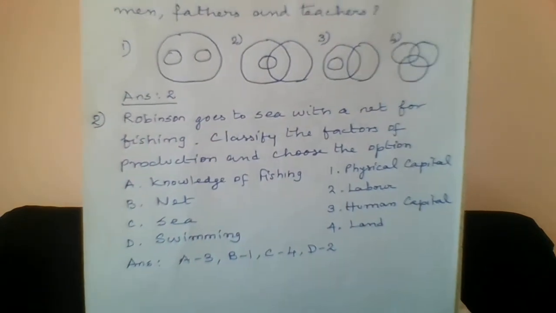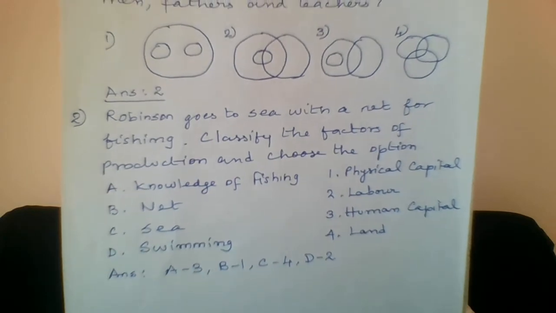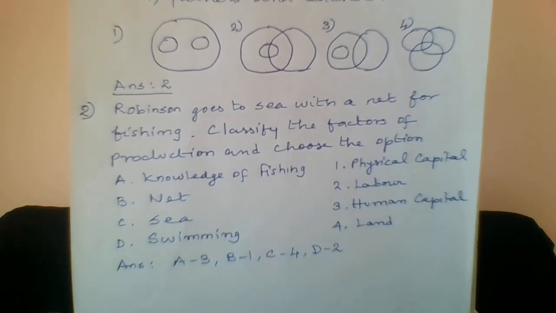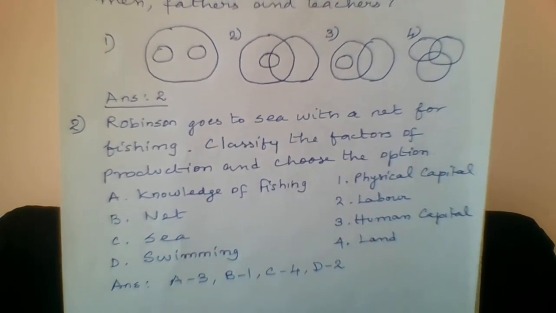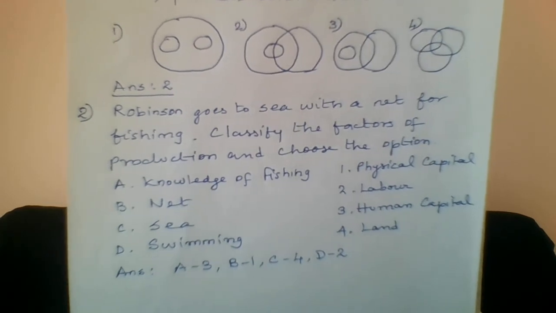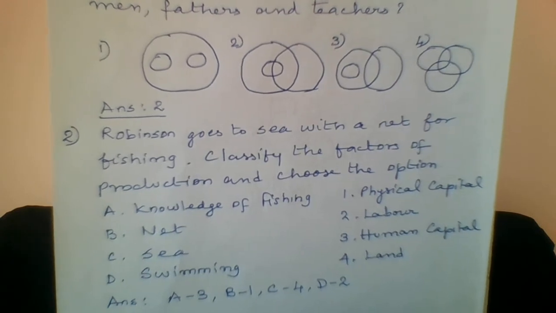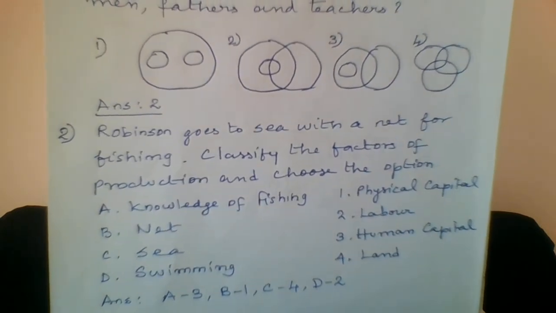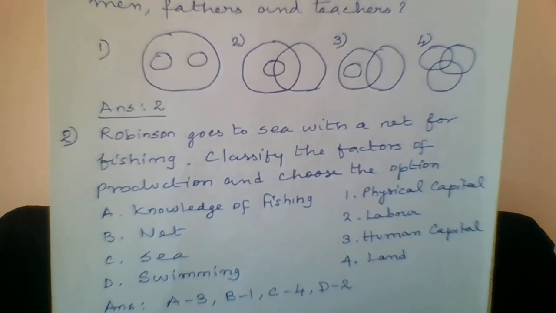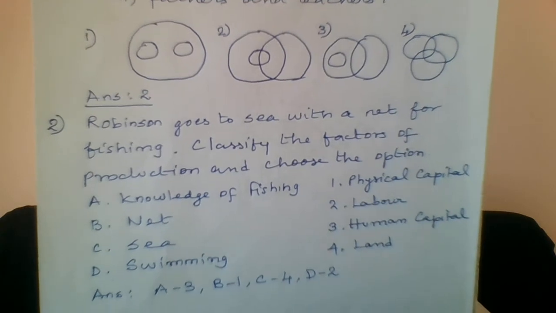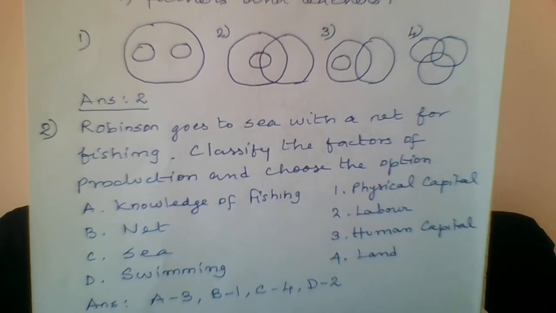Let's go to the third question. Mr. Robinson goes fishing with a fishing net. So he carries a fishing net, and now we have to find what the factors of production are in his activity. The sea is equivalent to the land, and the person who goes there, the manpower, is equal to the human capital, and the net is equal to the physical capital, and swimming is equivalent to the labor. So we have identified human capital, physical capital, land and labor in the activity of fishing.